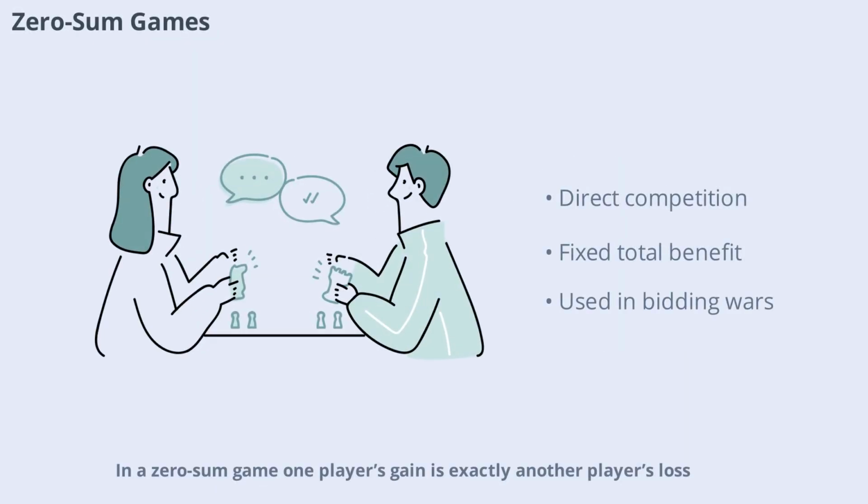In a zero-sum game, one player's gain is exactly another player's loss. The total benefit remains constant, so players are in direct competition. Classic examples include poker and chess, but zero-sum thinking also applies to certain economic situations, like bidding wars or market share battles. Understanding zero-sum games helps economists and businesses develop strategies to maximize their own outcomes while anticipating competitors' moves.